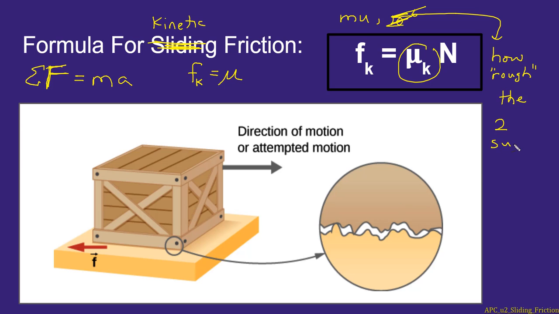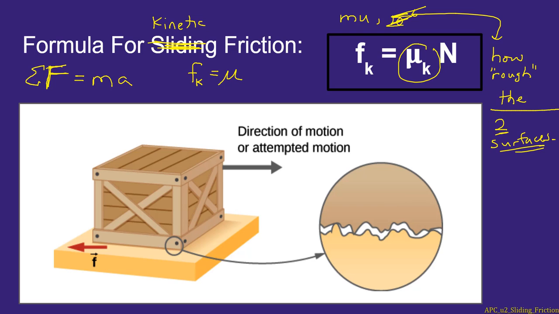And I really do mean two surfaces. On the next page, we're going to look at a table of some sample values, but it's not like the density. You can't go look up and say, what is mu for wood, or what is mu for carbon, or what is mu for paper. You have to say, what is mu for waxed wood on wet snow, for a skier. You have to know the two surfaces.